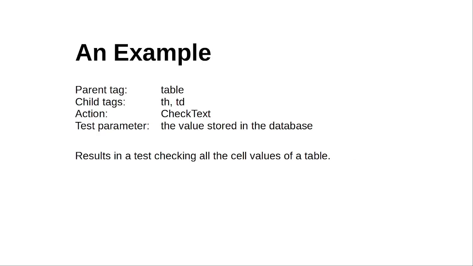Let's suppose we want to build a test generator which builds tests which will check all the cell values of a table. So the parent tag would be the table, then the child tags to use would be th and td, the action is check text, and the test parameter might be the value stored in the MyITest4U database. This is enough to build the desired test.